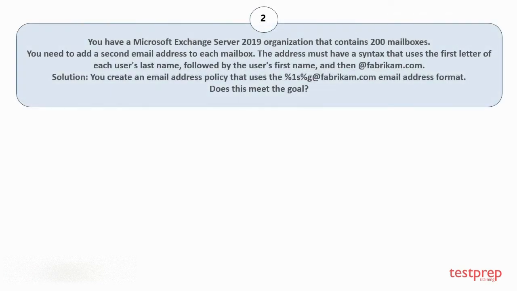Question number 2. You have a Microsoft Exchange Server 2019 organization that contains 200 mailboxes. You need to add a second email address to each mailbox. The address must have a syntax that uses the first letter of each user's last name, followed by the user's first name, and then @fabricam.com. Solution: You create an email address policy that uses the %1s%g@fabricam.com email address format. Does this meet the goal?